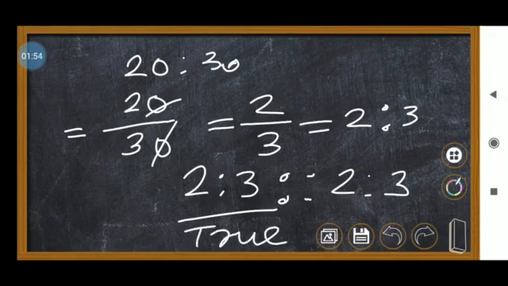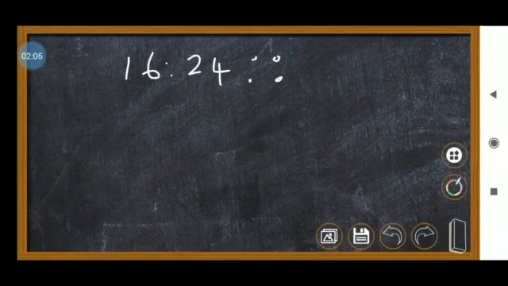Is there any other short way we can do, sir? Okay, we will do this problem with the shortcut. First one: 16 is to 24 is proportional to 20 is to 30. You just check that.